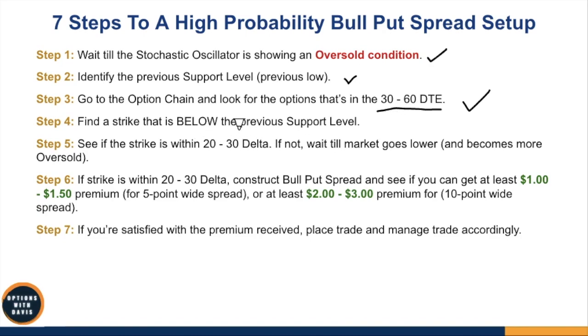Right, and then you want to find a strike that is below the previous support level, and then see if the strike is within 20 to 30 delta. Right, if it's not, then you want to wait until the market goes lower, becomes more oversold.